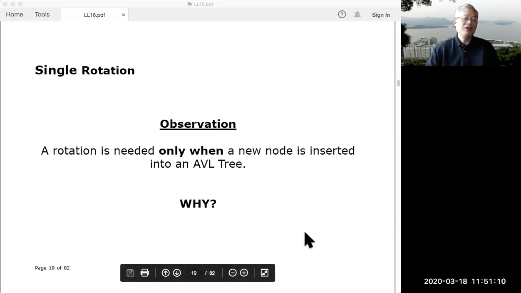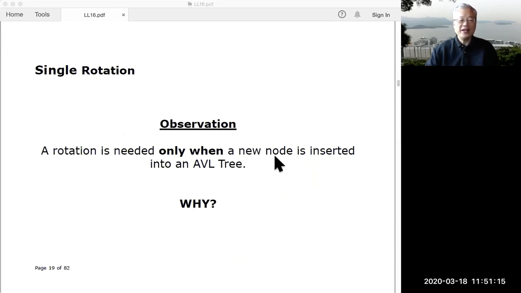So here we give a very useful observation. We say a rotation is needed only when a new node is inserted into an AVL tree, right? The reason is, if you don't modify the tree, it should be balanced, okay? And if you don't change anything, the tree keeps on being balanced. So the only situation where we need to do rotation is if we insert a new node into the AVL tree, then it is possible that the tree becomes unbalanced, right?